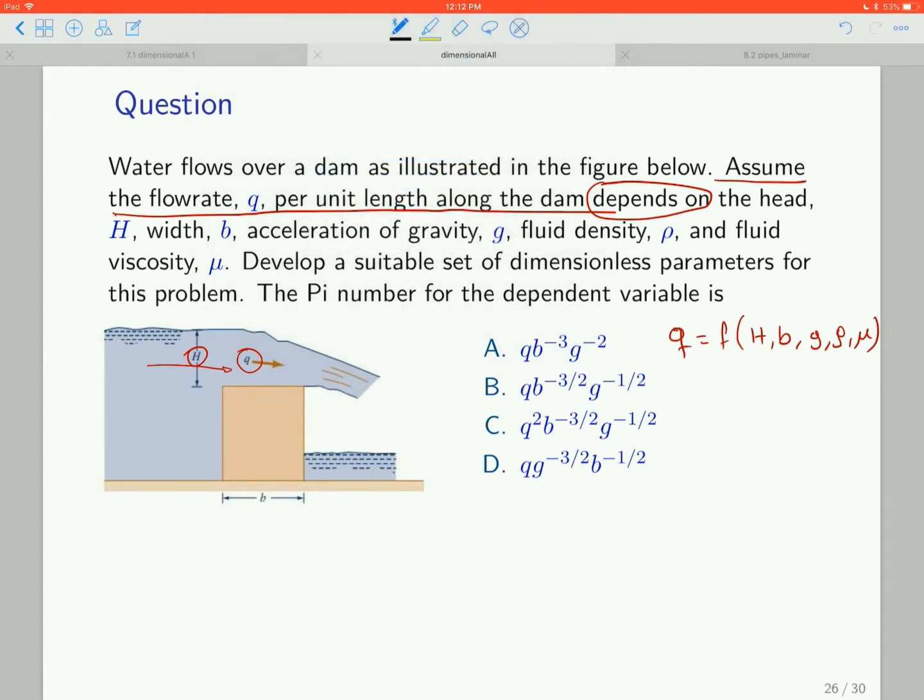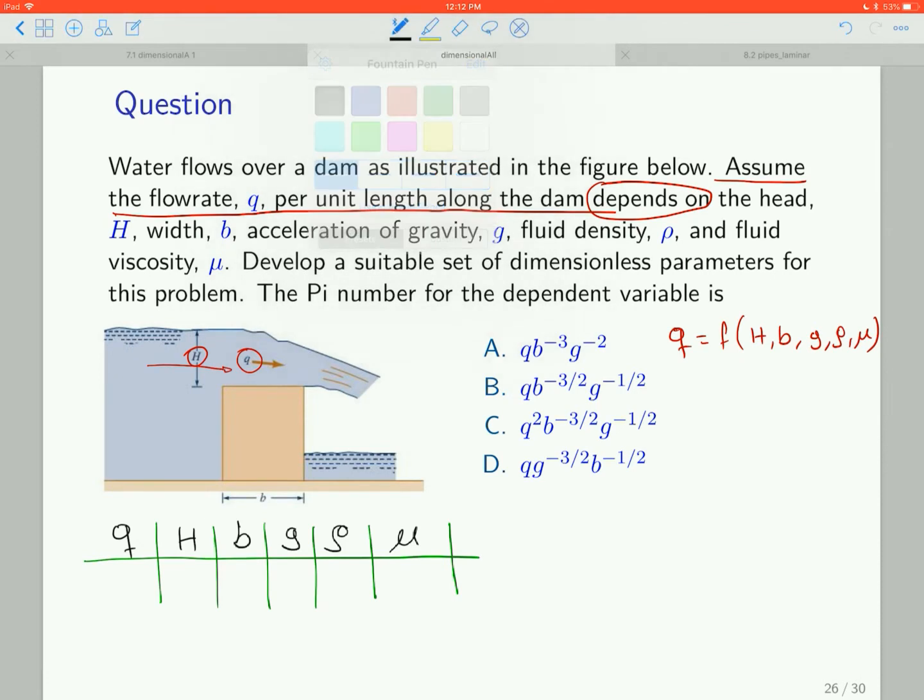Okay, let's do our list here. So we have Q, we have H, we have B, we have G, we have rho, and we have mu. So how many variables do we have? We have 1, 2, 3, 4, 5, 6 variables. How many reference dimensions? So let's see.